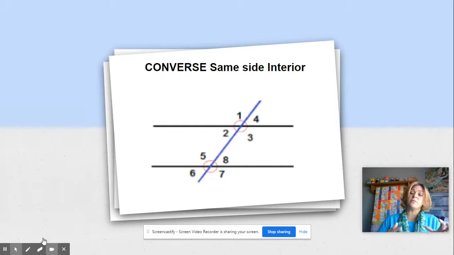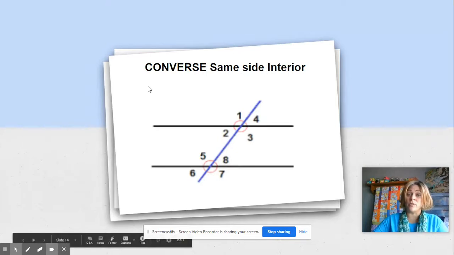Converse. So those rules that we just went over, same side interior, alternate interior. Converse, same side interior. Okay, to know the converse of something, it's when you take if this, then that, you just change the order. The same side interior angles rule tells you that if the lines are parallel, then same side interior angles are supplementary. But the converse of that is saying, if same side interior angles are supplementary, then the lines have to be parallel. So you use this rule when you're proving lines are parallel.